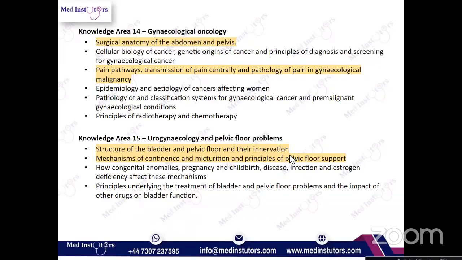So again and again, let me show you, this is the whole MRCOG Part 1 curriculum. In no knowledge area have they mentioned the anatomy of the upper limb or the lower limb or the thorax or the head and neck. Again and again, they are asking about the structures and organs of the female genital tract, the bladder, perineum, and abdomen. Am I clear about this?